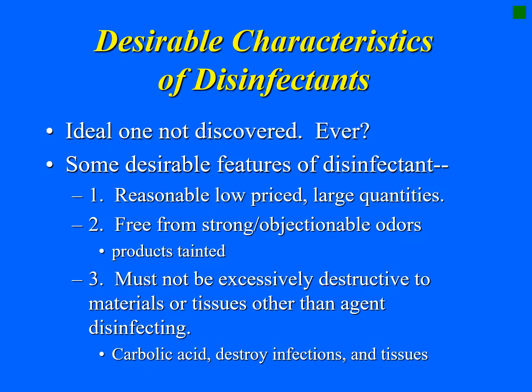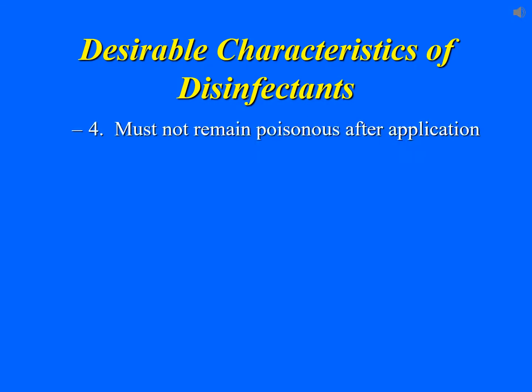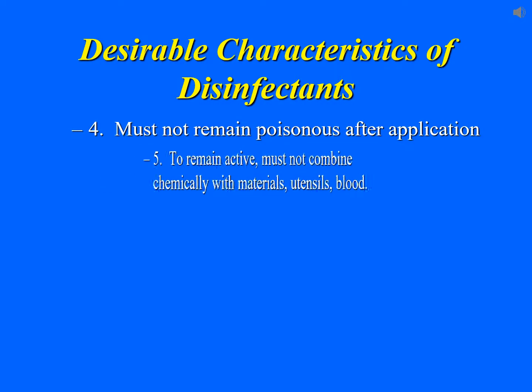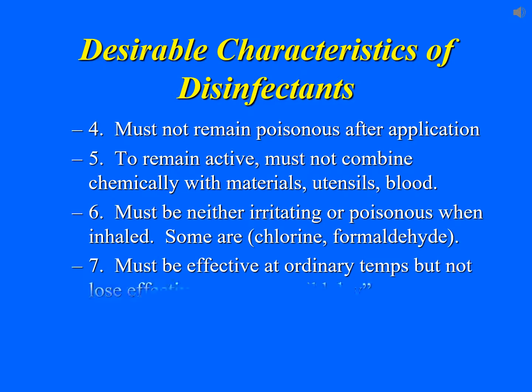Carbolic acid, for example, will destroy infections, but it also has an effect on animal tissues like skin and muscle. Additionally, we don't want it to remain poisonous after it's applied. We want it to do its job and then have a very low shelf life and basically disintegrate or disappear. To remain active, we don't want it to combine chemically with any material, utensils, blood, that kind of stuff. We want it to be active on its own.